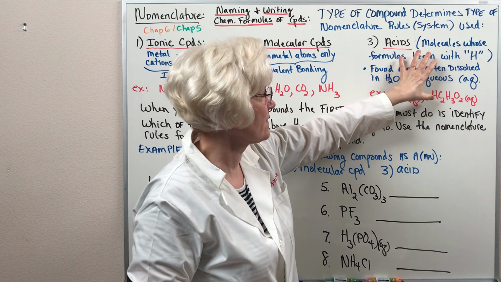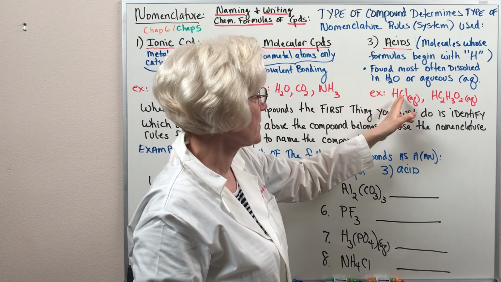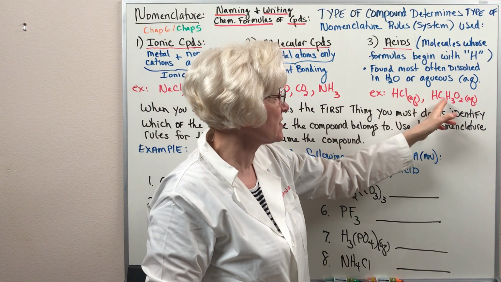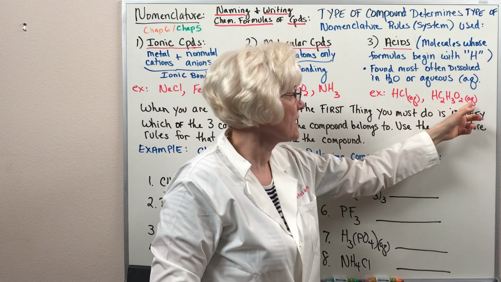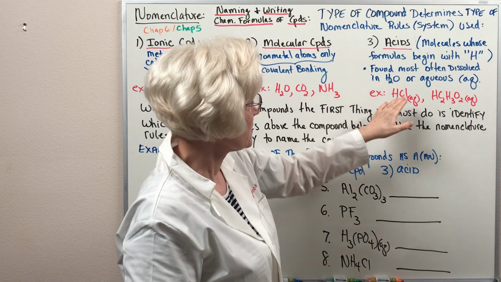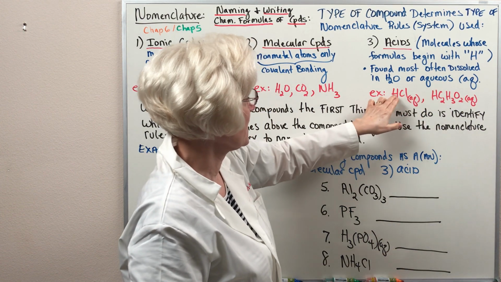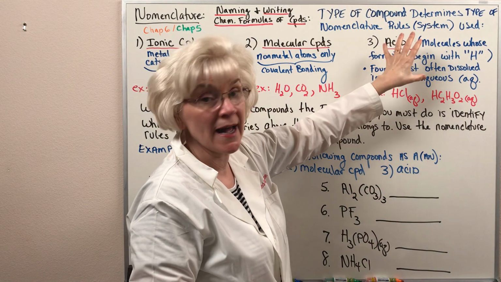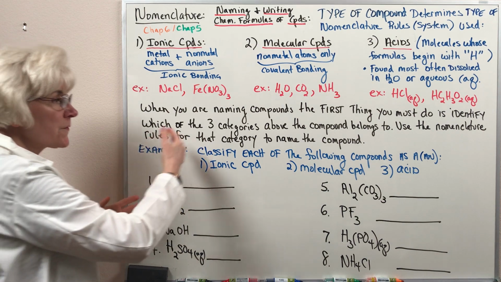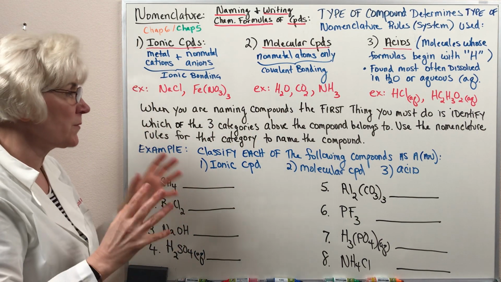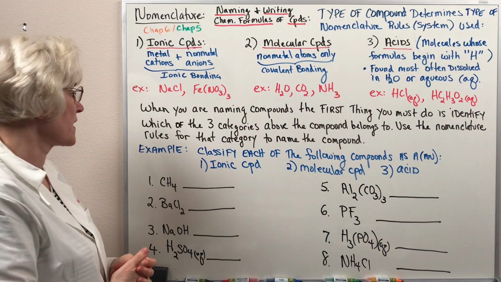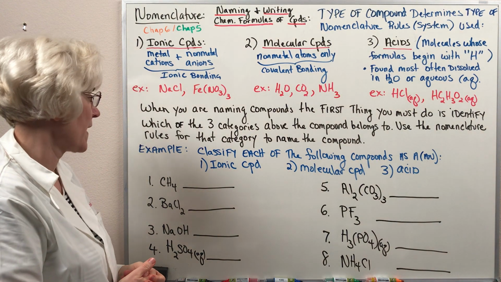And lastly, with acids, we see examples here of HCl, hydrochloric acid, and acetic acid, HC2H3O2, indicating that both of these substances are dissolved in water, hence the AQ. And as soon as you identify that the formula begins with hydrogen, you know that you are looking at an acid. So when you are naming compounds, the first thing you must do is identify which of the 3 categories above the compound belongs to. And then you'll use the nomenclature rules for that category to name the compound.